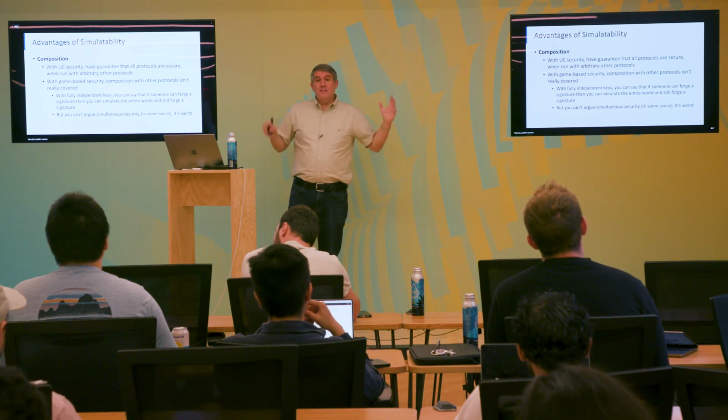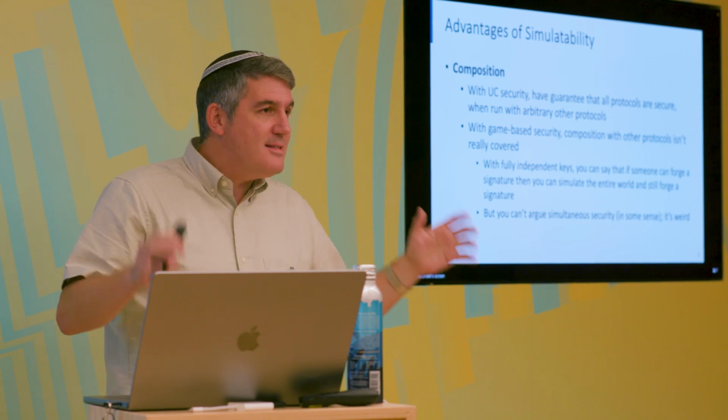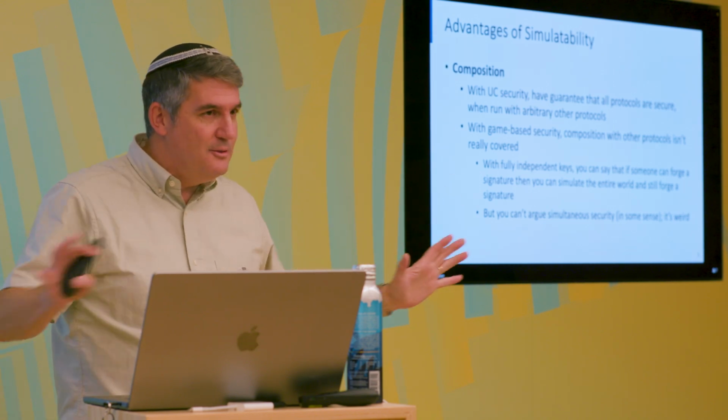What UC security tells me is it doesn't matter what else you're doing. Even if I'm using the same key for Schnorr and ECDSA, which you're not allowed to do, right? Then I'll get the same level of security as if I used the same key for ECDSA and Schnorr standalone. So coming back to the previous slide, the fact that I'm doing an interactive protocol makes no difference. Just think about the security as if I had standalone executions.